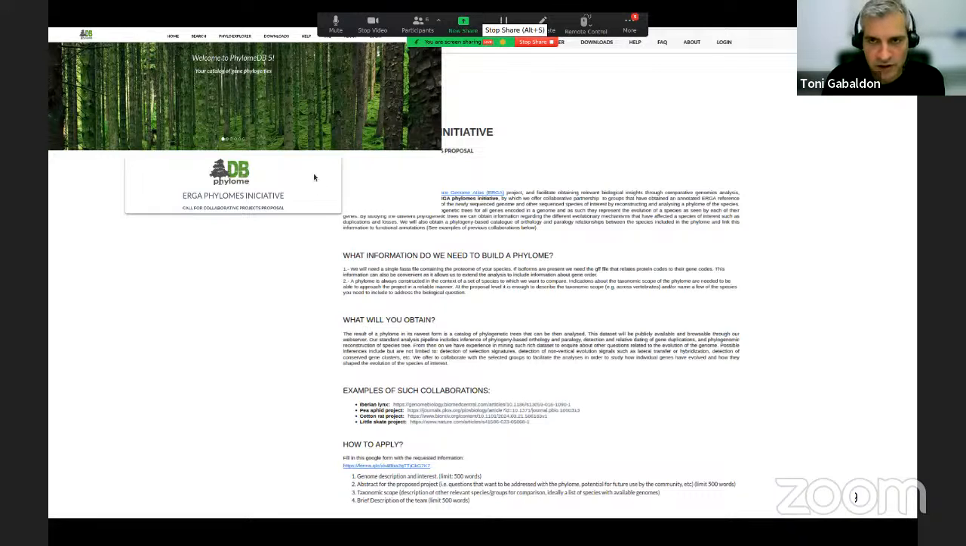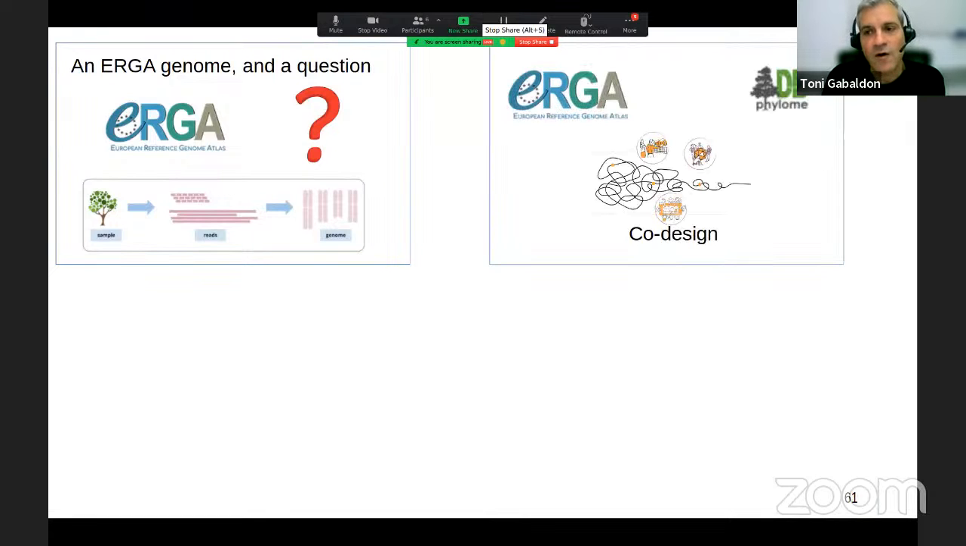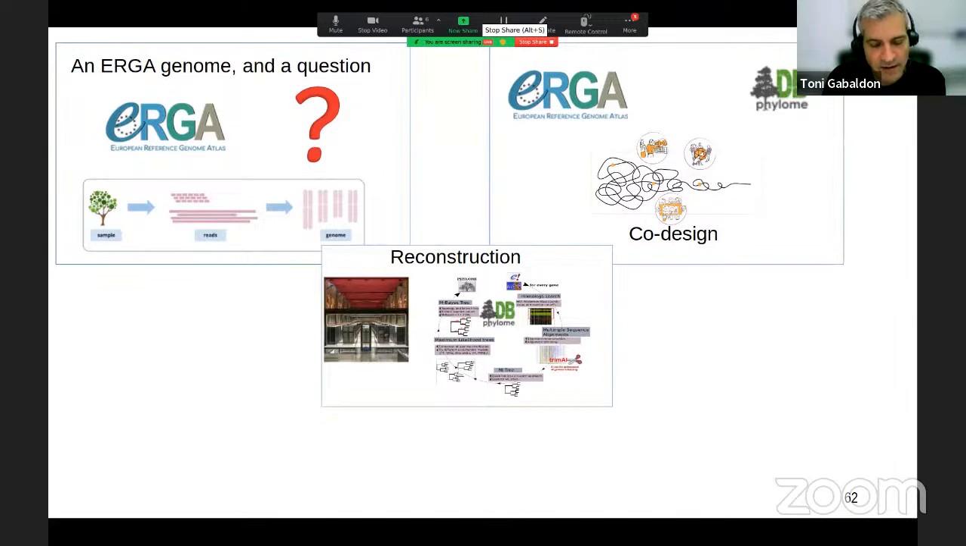So if you want more information, you can go to the website. The idea is that if you have an ERGA quality assembly and you have a question that can be addressed by looking at the evolution of all the genes, so in essence questions that can be addressed with an evolutionary approach, we can meet together and co-design this phylum, decide which species to compare, what will be the focus questions, and what's the scope of this phylum. We will reconstruct the phylum.